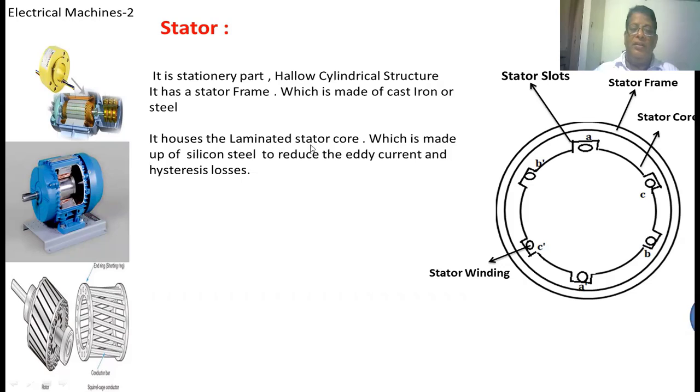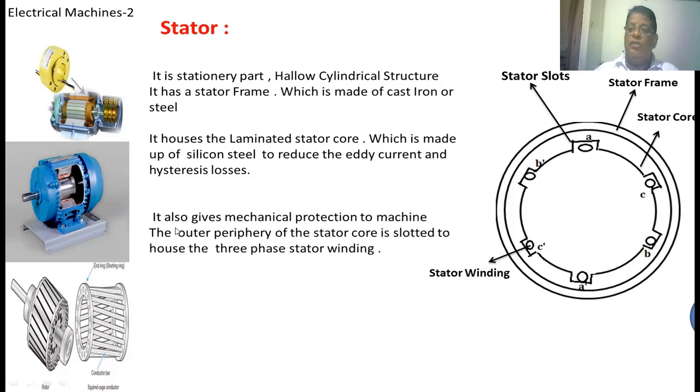Also, the laminated stator core is made of silicon steel to reduce the eddy current and hysteresis loss. It also gives mechanical support to the machine. The outer periphery of the stator core is slotted to house the three-phase stator winding.